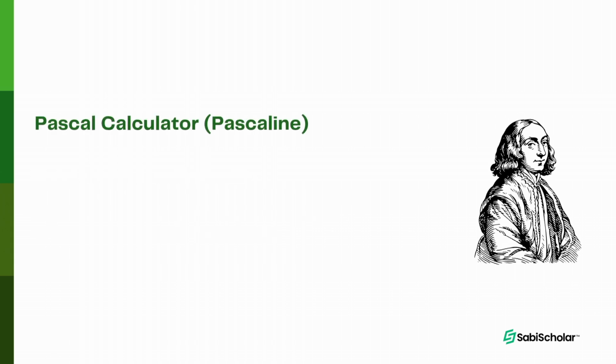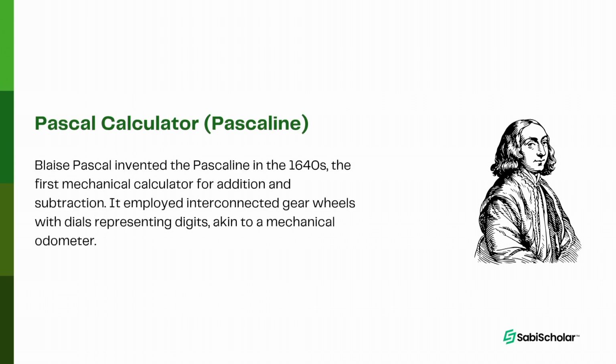Next, we have the Pascal calculator, or we can call it Pascaline. The Pascaline was actually invented by Blaise Pascal, and it was invented in the year, not exactly the year, because the exact year wasn't given. It was given like a range of years. So it was invented in the 1940s. The first mechanical calculator for addition and subtraction.